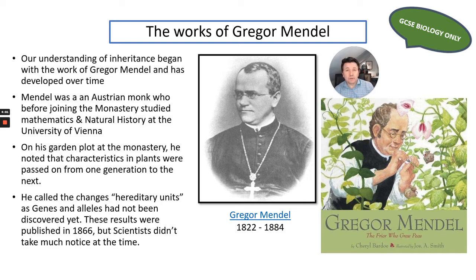These results were published in 1866, but not many scientists took note of what he had done because of where he had published his work, and also he was well advanced in terms of his thinking of hereditary units at the time.